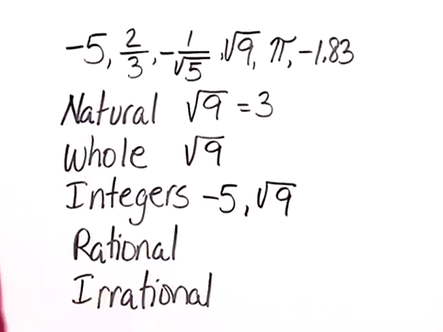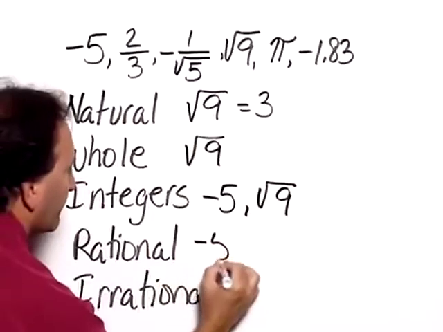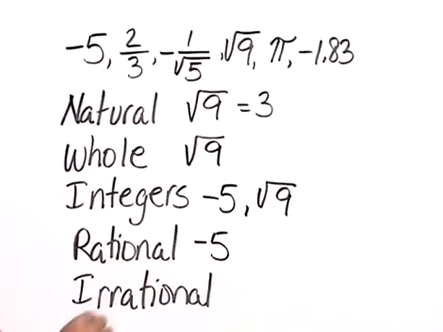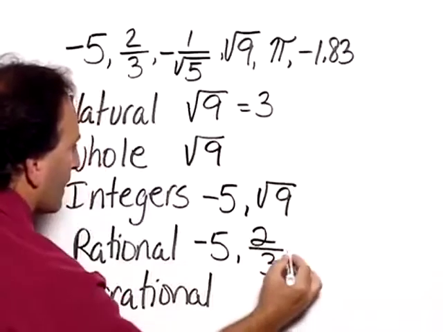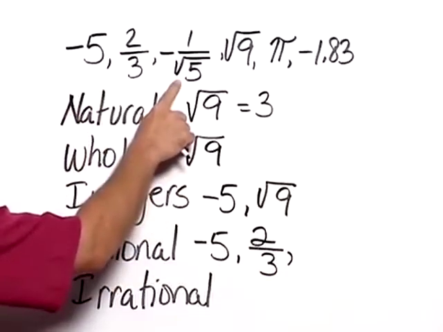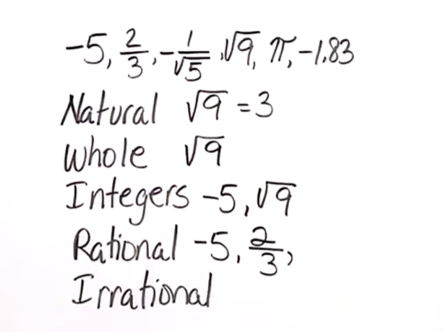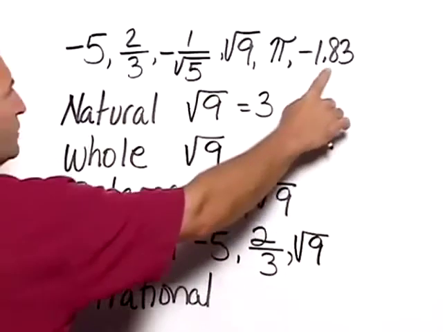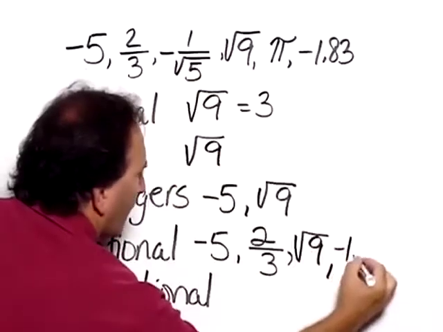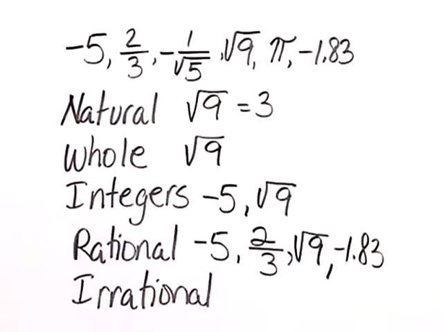For rational numbers, well, we definitely start with -5, but now we can include numbers that are fractions, like 2/3. However, the next one we cannot include because of the square root of 5 that is in the denominator, and we'll get back to that in a moment. We have the square root of 9, and then finally we can include -1.83.